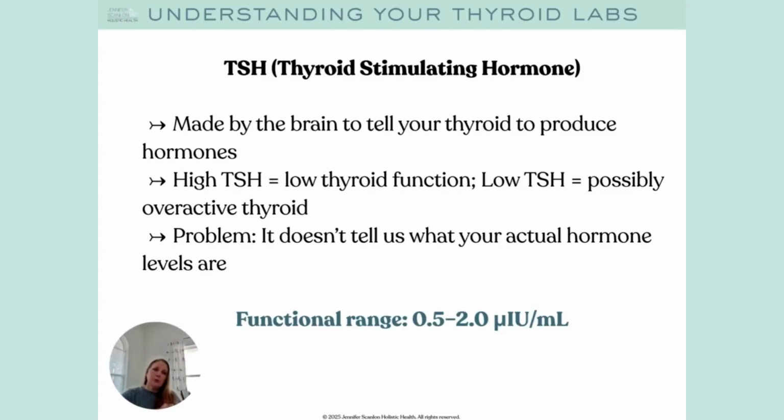The problem with only looking at TSH is it doesn't tell us what your actual hormone levels are. It just tells us what your brain's telling your thyroid to do. Do we know if your thyroid's actually doing that? No, not unless we look at other markers. So the functional range for TSH where people feel the best is around 0.5 to 2 micro IUs per milliliter.